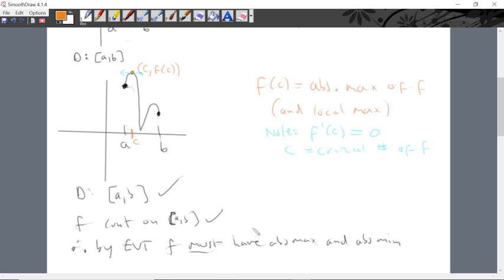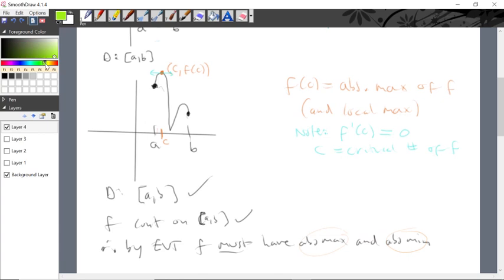The extreme value theorem guarantees an absolute min. Where's the absolute min? In this case, it looks like it's right there. At that point, that is a corner. I tried to show that point is a corner right there. And the input is, let's say, D. Oh, sorry. I'm going to use a different color. I'll go purple.